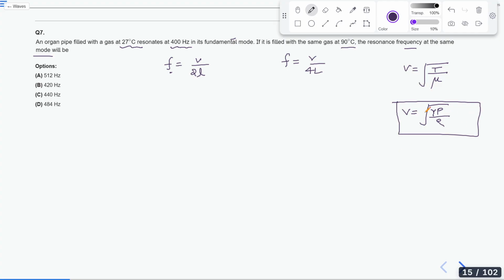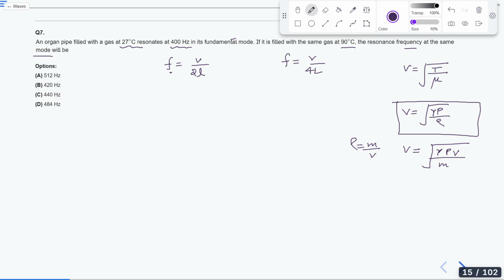Now again, this velocity is not depending on temperature, so we have to make it dependent on the temperature. How? So modify this equation: gamma P. Density rho can be written as mass upon volume, so mass upon volume.